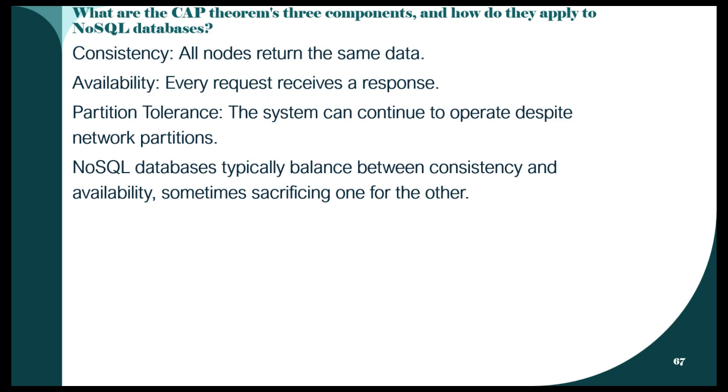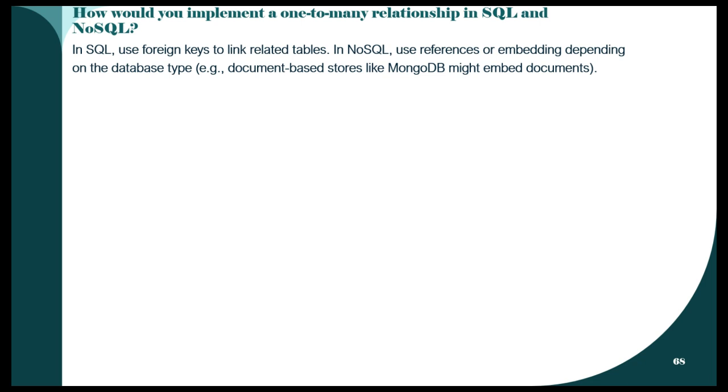Your services will not be down, so it will be available throughout. Now partition tolerance means the system can continue to operate despite some network partitions. So even if there are partitions, it is still going to serve its purpose. In terms of NoSQL databases, typically there is a balance between consistency and availability. Sometimes we have to sacrifice one of them, because you cannot achieve all three. So one of them has to be given up.